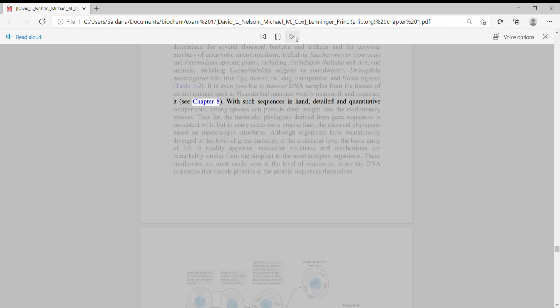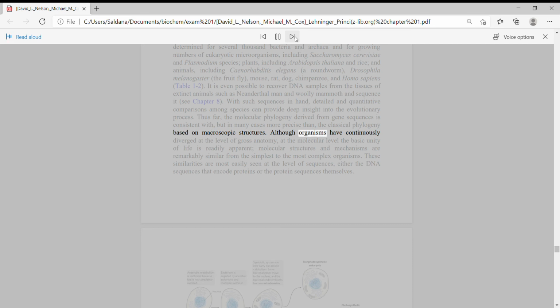See Chapter 8. With such sequences in hand, detailed and quantitative comparisons among species can provide deep insight into the evolutionary process. Thus far, the molecular phylogeny derived from gene sequences is consistent with, but in many cases more precise than, the classical phylogeny based on macroscopic structures.